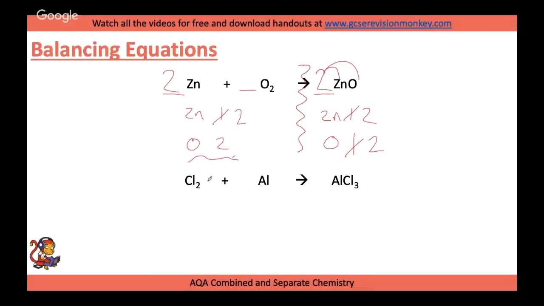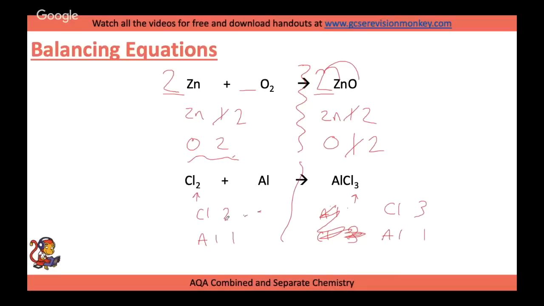Now for the next one, I've given this to you because often when you have 2s and 3s, you're going to have to make them up to multiples of 6s. So the same working out, Cl, there's 2 of those, Al, there's 1. Al, there's 1 of those, and Cl, there's 3. If you write it the right way round, it'll help you, sorry. Cl3, Al1. So this is the one that we need to balance up, the Cl.